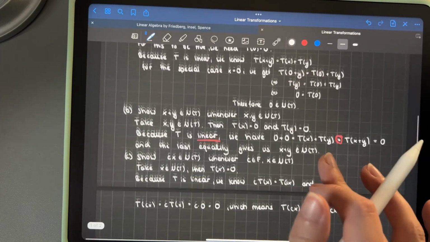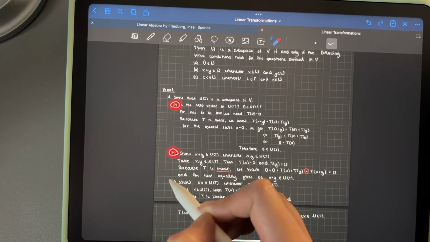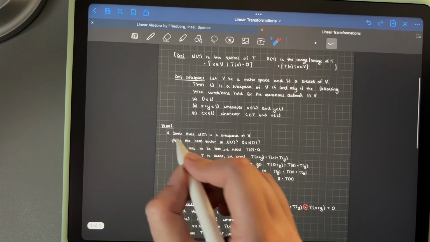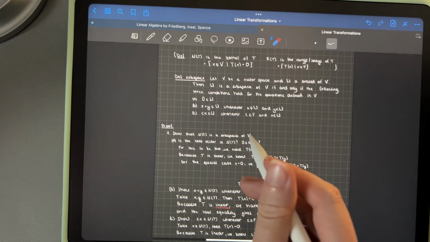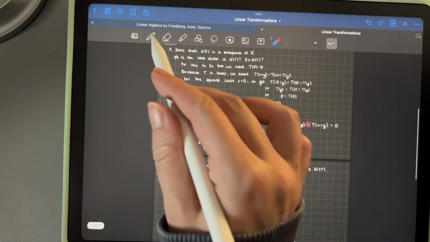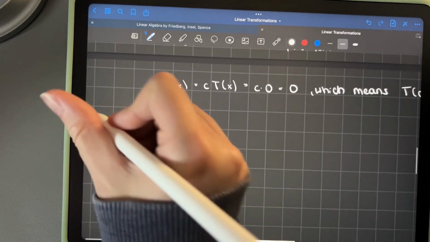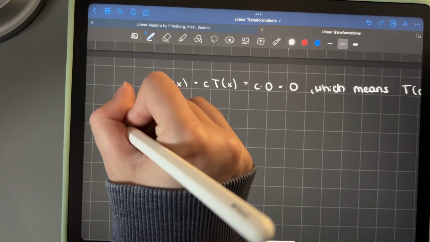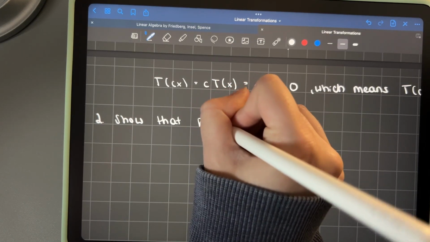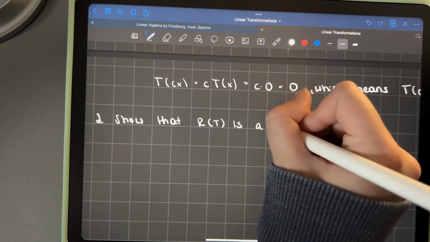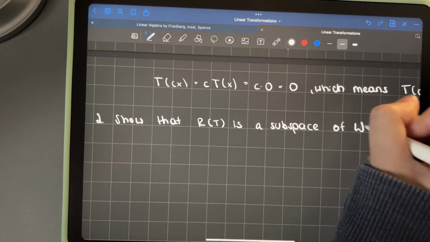Okay, so now we have shown parts A, B, and C of a subspace. So we have now shown that the kernel is indeed a subspace of V. And now we can do it similarly for the image. Now second, show that the image of T is a subspace of W.